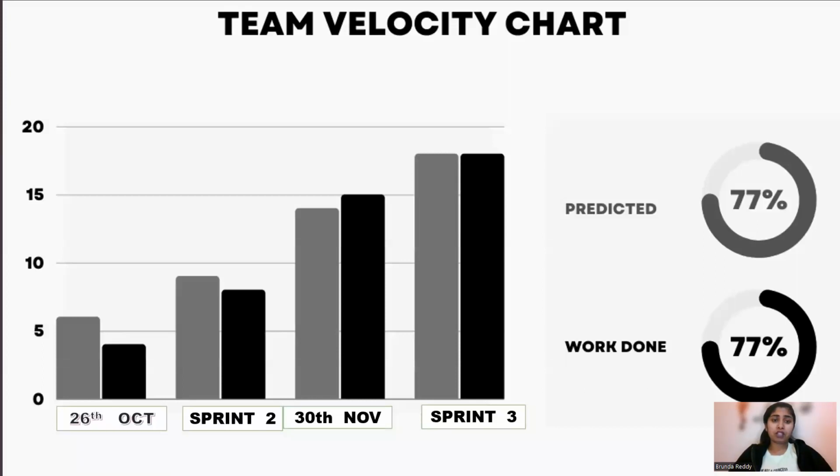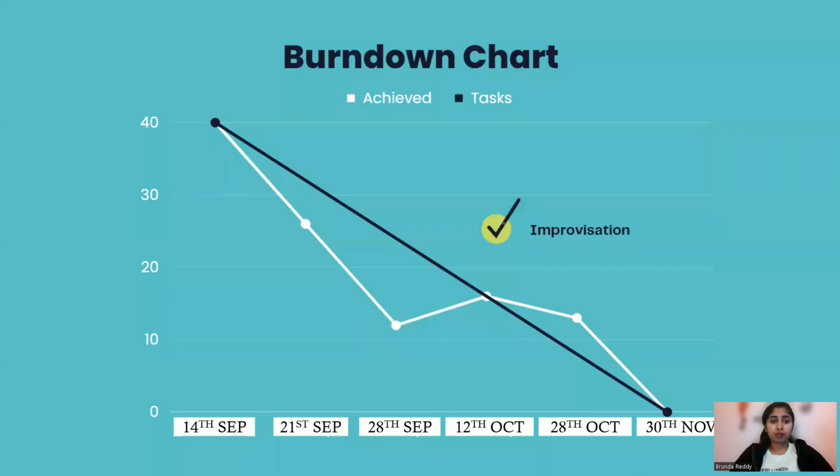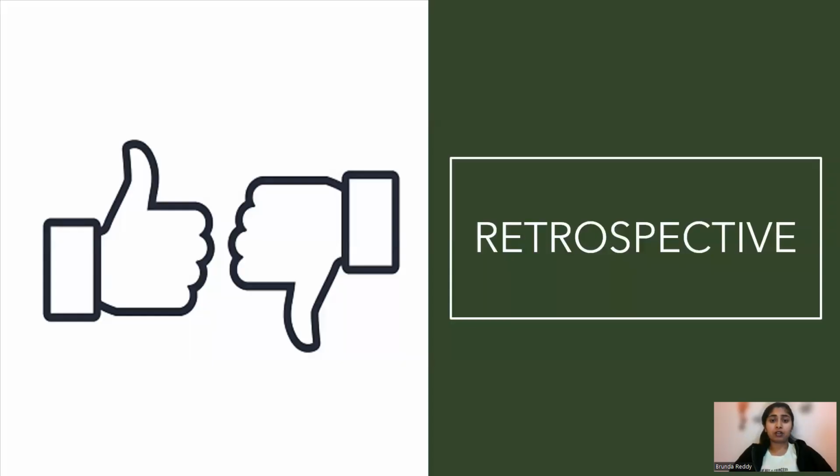So here is the team velocity chart. In the initial sprints, work done was not as much as we predicted, but later on, for sprint 3, we worked on it and we could do as much as possible. We tried to reach the predictions. Then there's the burndown chart. Tasks we tried to achieve, we have reached by the end of sprint 3. And the retrospective is continued by Mansa.